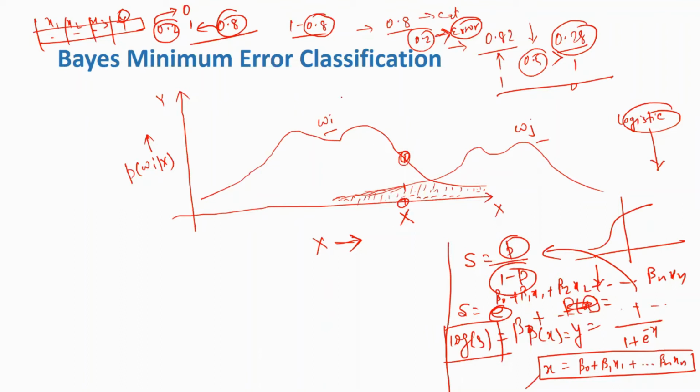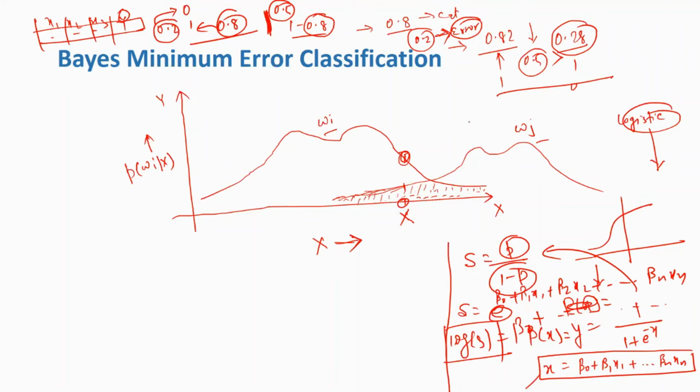Now, in case of logistic regression, we had only two classes, and based on the threshold value, we used to classify. So if the probability value is greater than 0.5, it will belong to class 1. If it is less than 0.5, it will belong to class 0. That's what we used to do there. Correct or not? Correct.